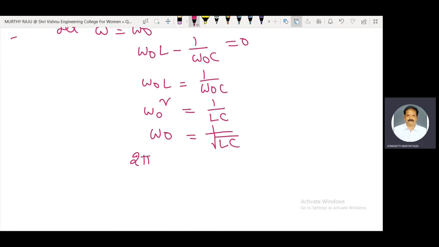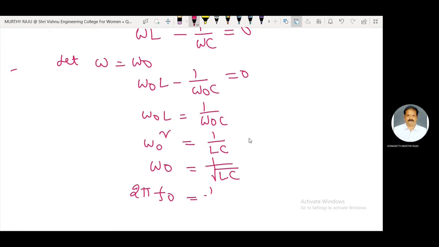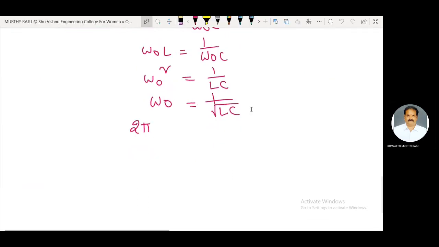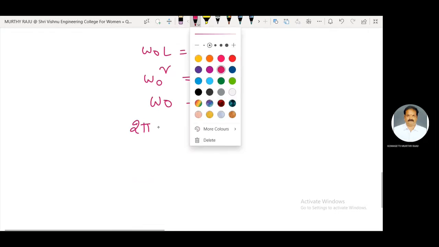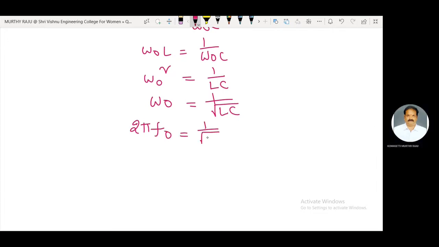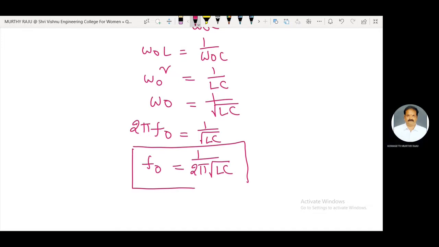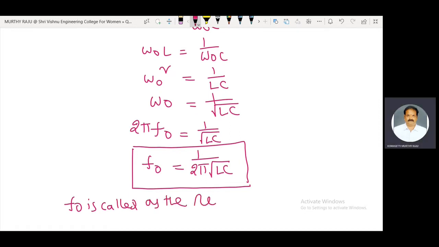But we know that omega is equal to 2 pi f naught. That means 2 pi f naught is equal to 1 over root LC. Therefore, f naught is equal to 1 by 2 pi root LC. This is the resonant frequency of the series resonance circuit. f naught is called the resonant frequency of the series circuit.